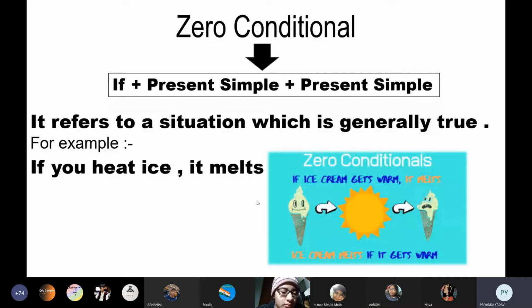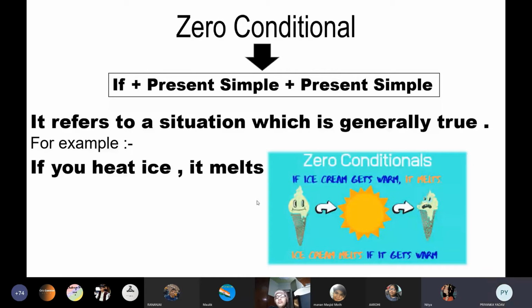Very, very well said. And Nitya, can you please explain its formation? Yes, ma'am. Its formation is made up of if plus present simple plus present simple. It means when you are forming a sentence of zero conditional, in the conditional clause or the first clause you will use if plus present simple tense, and in the result clause you will use only present simple, that is only present indefinite tense. So there will be no change in zero conditional. Now I'll move on to the next slide. Yes, Nitya.